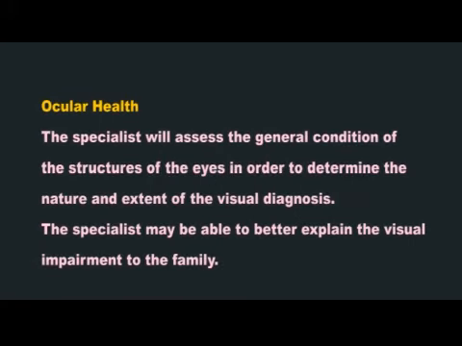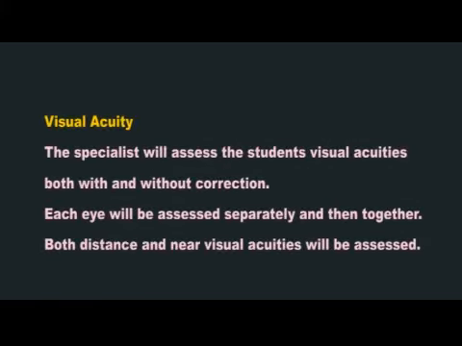Next one is ocular health. The specialist will assess the general condition of the structures of the eye in order to determine the nature and extent of the visual diagnosis. The specialist may be able to better explain the visual impairment to the family. The next thing is visual acuity. The specialist will assess the student's visual acuities both with and without correction. Each eye will be assessed separately and then together. Both distance and near visual acuities will be assessed.